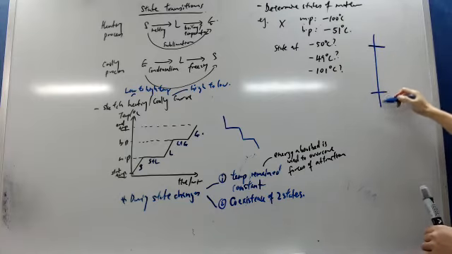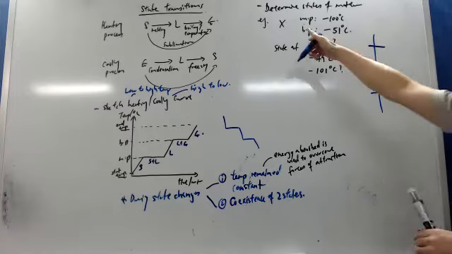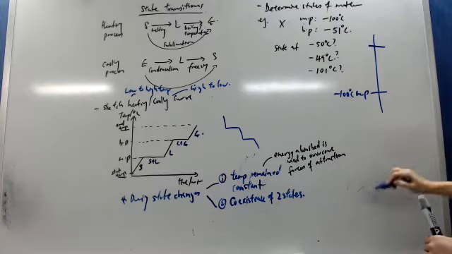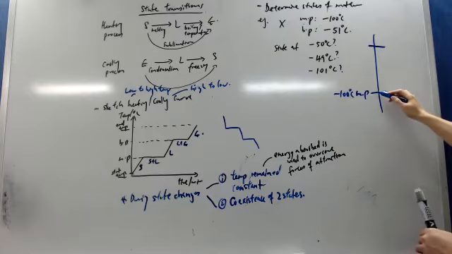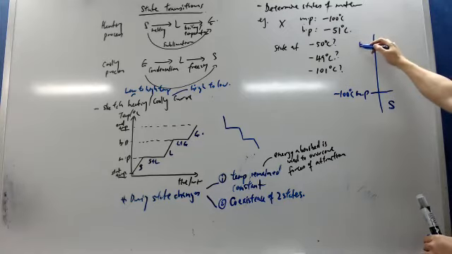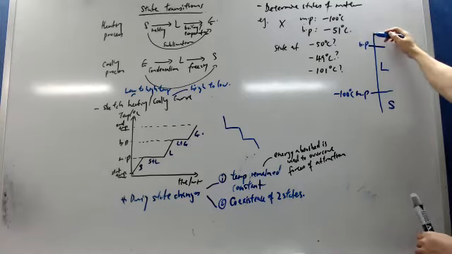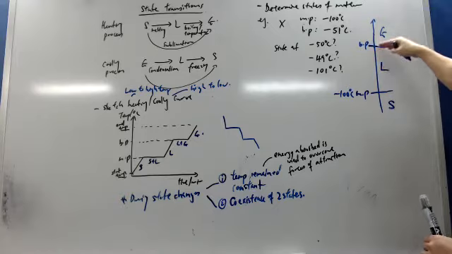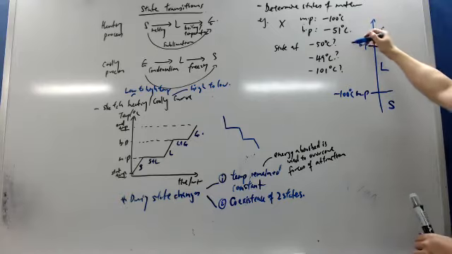Okay, like this. So for example, X melting point is -100 degrees Celsius. If the substance temperature is below melting point, it will be solid. Between melting and boiling point will be liquid. Above boiling point will be gas. That's how it works. Okay, below melting point, solid. Between melting and boiling point, liquid. Above boiling point, gas. Boiling point here is -51 degrees Celsius.